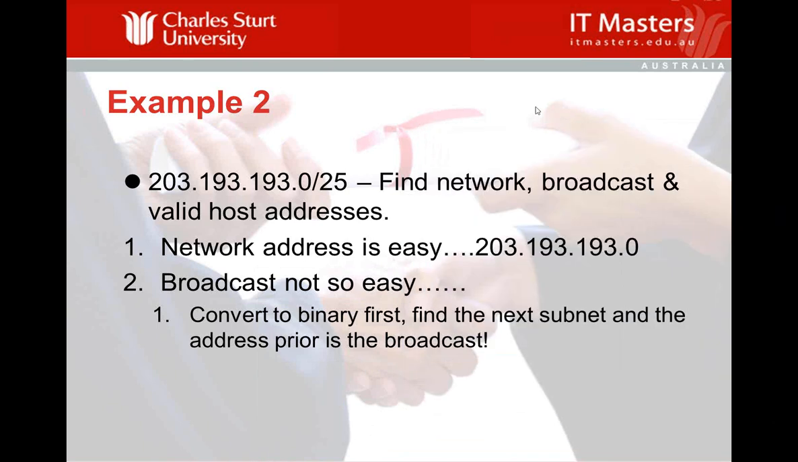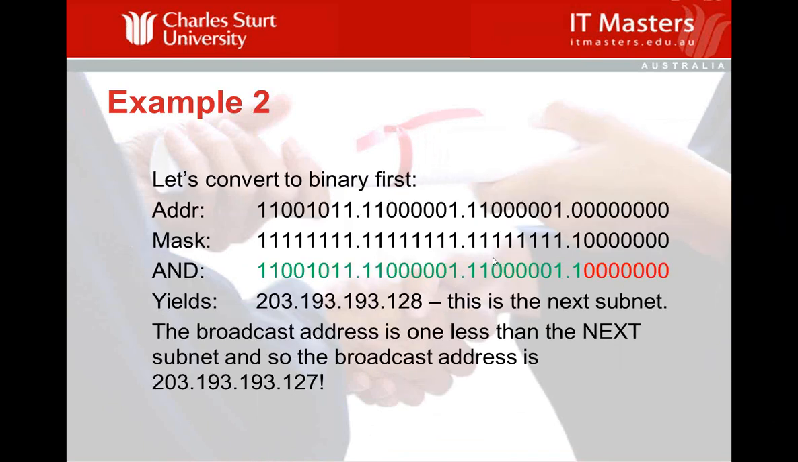Okay? And if we look at that in binary, it works out this way. So you've got our address, 203.193.193.0. We've got our mask. Notice our 25th bit, in green is your subnet mask. In red is the hosts. So this yields 203.193.193.128. So this is the next subnet, which we've just gone along with. The broadcast address is one less than the next subnet, which is 128. And so therefore the broadcast address in question is 203.193.193.127.